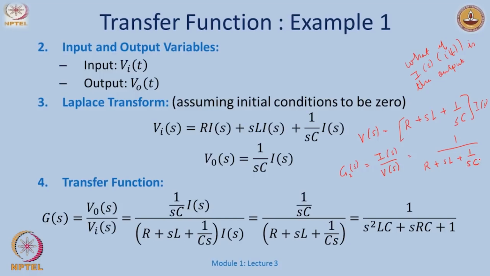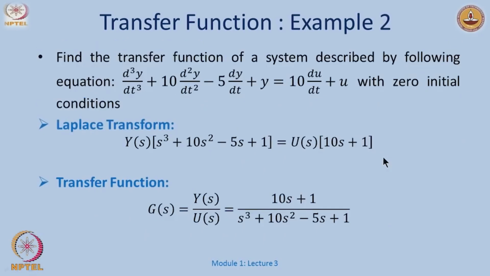Okay. Again, these are transfer functions for the same system, but here I am measuring V O as the output, and here I am measuring the current as the output. Okay. Now, throughout this course we will usually denote U of t as the input signal and Y of t as the output signal.